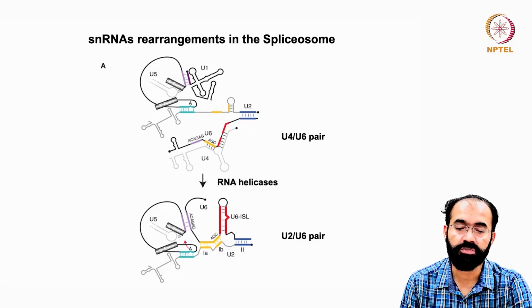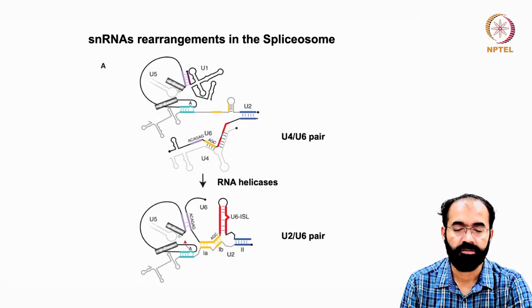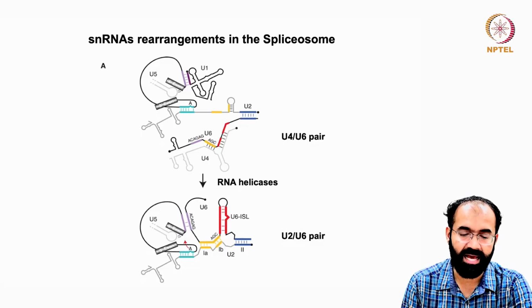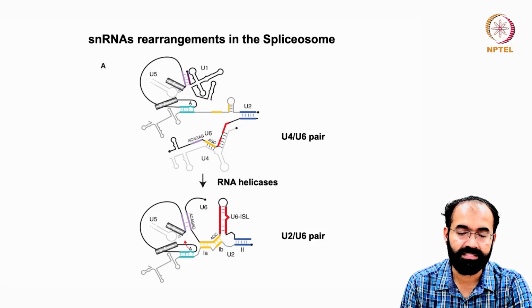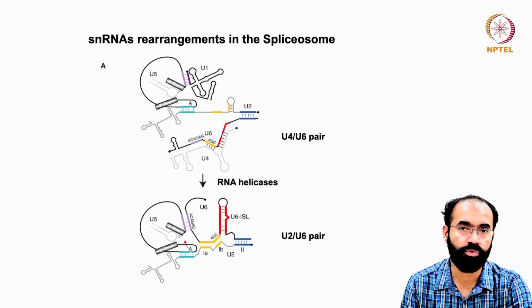So the U4 U6 pair is now pairing partly with the U2, and then what happens? There is an RNA helicase activity taking place, and because of this RNA helicase activity, you see that the U1 which had paired here is now replaced by U6, which was very much here, and U6 came here, and when U6 comes, it is bringing the U2 also, because U2 is at the branch point.